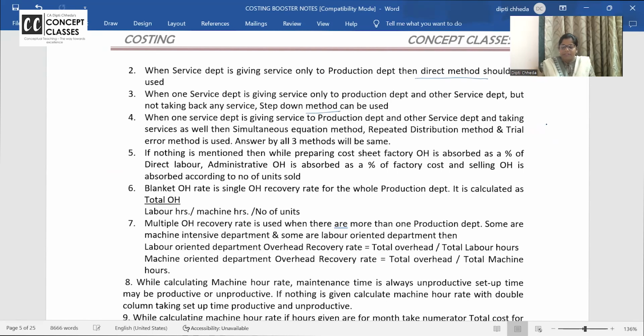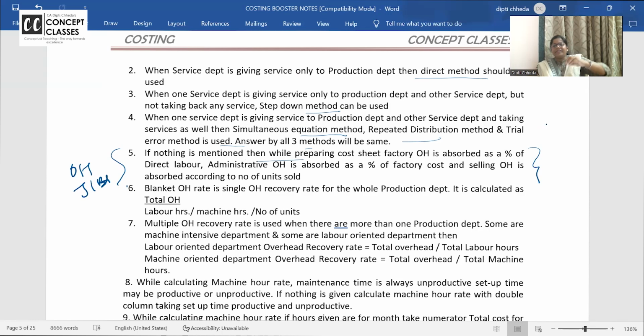When one service department is giving service to production and other service departments and taking back also, then use simultaneous equation, repeated distribution, or trial and error method. If nothing is mentioned, then while preparing the cost sheet, yeah, this is a point from cost sheet, but ये बहुत पूछते हैं. Once you get the overhead rate and if they ask you to make cost sheet, the same point is there in overhead. The same point is there in that job batch costing.